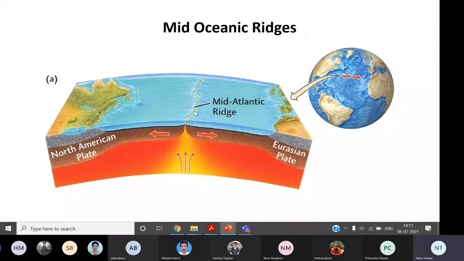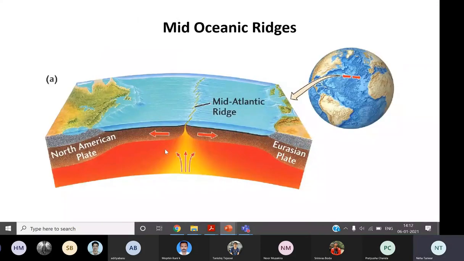Do remember, the surface area of the Earth is constant, right? So if the plates are moving away from each other, they must be colliding somewhere. And when they're moving away from each other, there is new oceanic seafloor formation taking place. So mid-oceanic ridges are at the divergent plate boundaries. There is the formation of crust taking place at the mid-oceanic ridges.